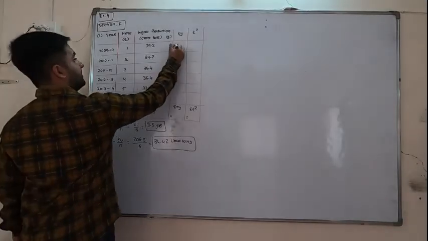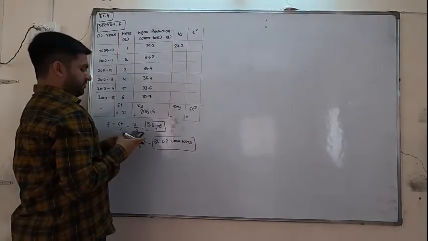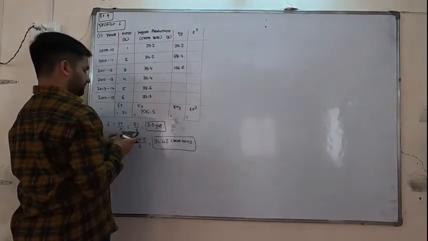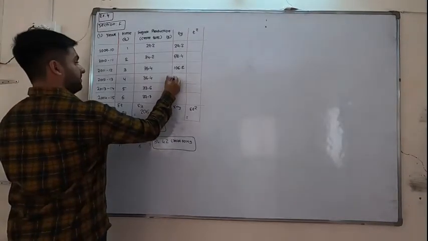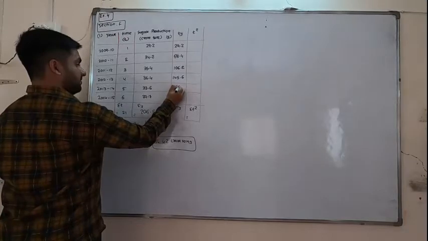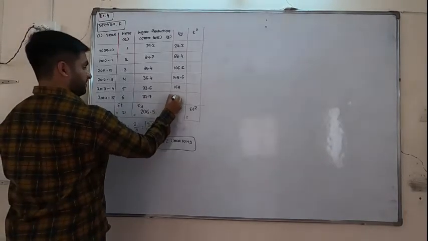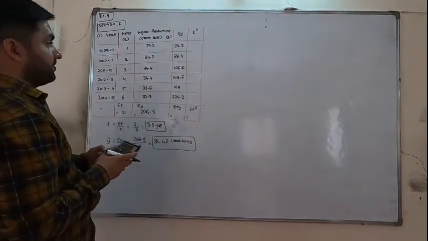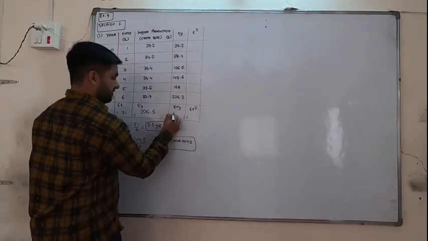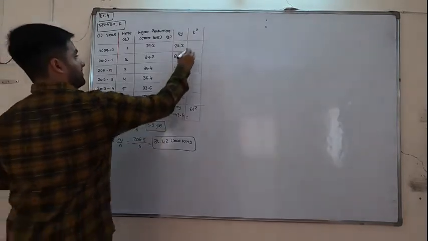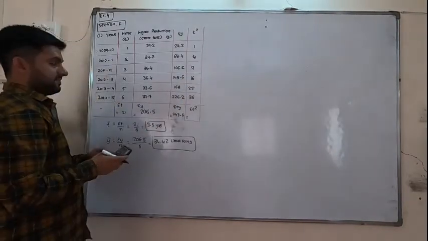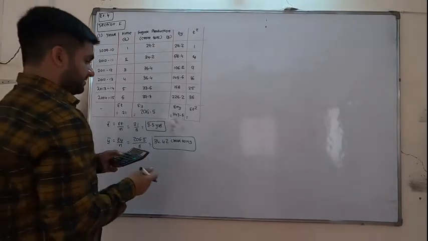Okay, it's not right. Now 29.2 into 1 is 29.2. 34.2 into 2 is 68.4. 35.4 into 3 is 106.2. 36.4 multiply 4 is 145.6. 33.6 multiply 5 is 168. 37.7 multiply 6 is 226.2. Sum of 29.2, 68.4, 106.2, 145.6, 168, 226.2 is 743.6. 1 square is 1, 2 square is 4, 3 square is 9, 4 square is 16, 5 square is 25, 6 square is 36. Sum is 91.